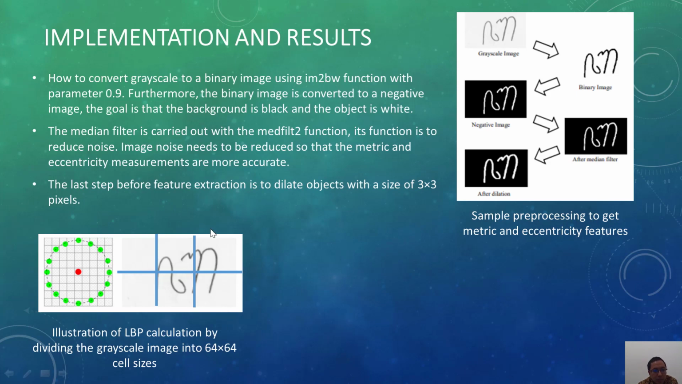This is an illustration of LBP calculation, dividing the grayscale image into 64 times 64 cell size. And then this is the sample preparation to get the metric and eccentricity features.